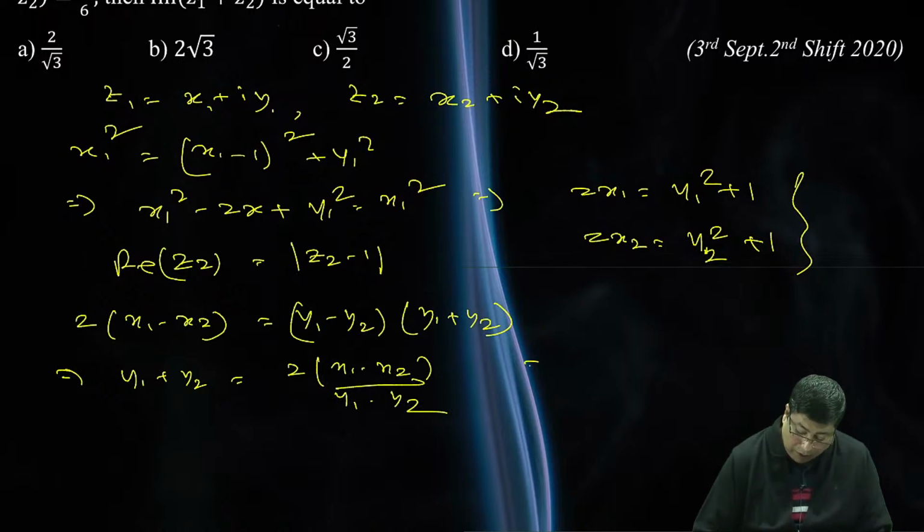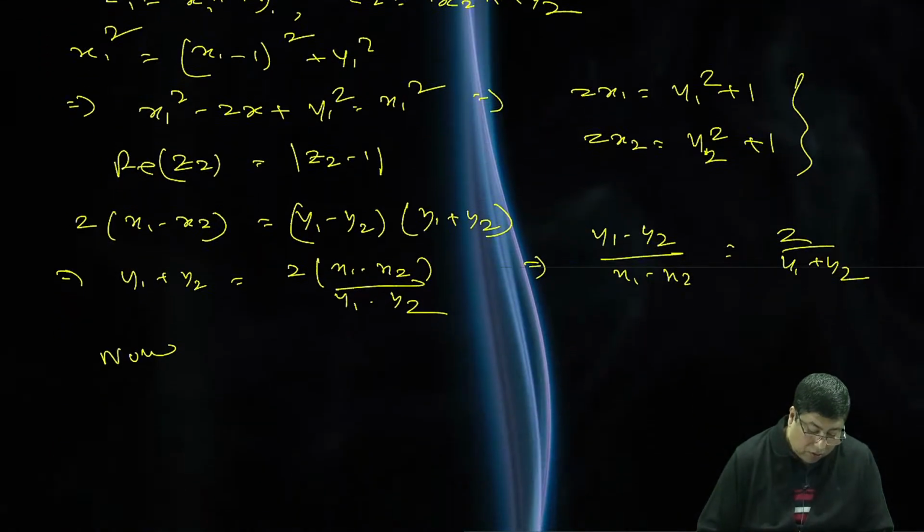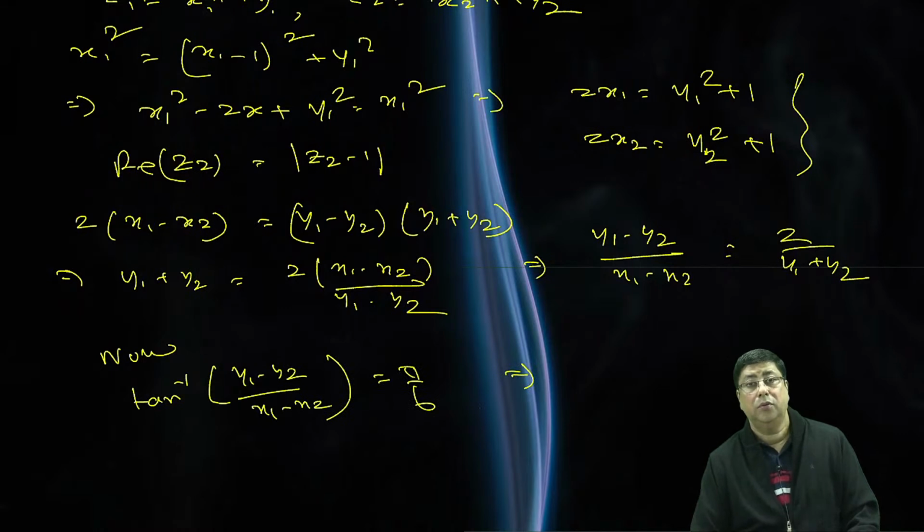Therefore, we can write this as (y1 minus y2) by (x1 minus x2) equal to 2 by (y1 plus y2). Now, we are given that argument of z1 plus z2, actually it will be minus, argument of z1 minus z2 equal to pi by 6. So, argument of z1 minus z2 means tan inverse (y1 minus y2) by (x1 minus x2) equal to pi by 6. Therefore, (y1 minus y2) by (x1 minus x2) means 2 by (y1 plus y2).